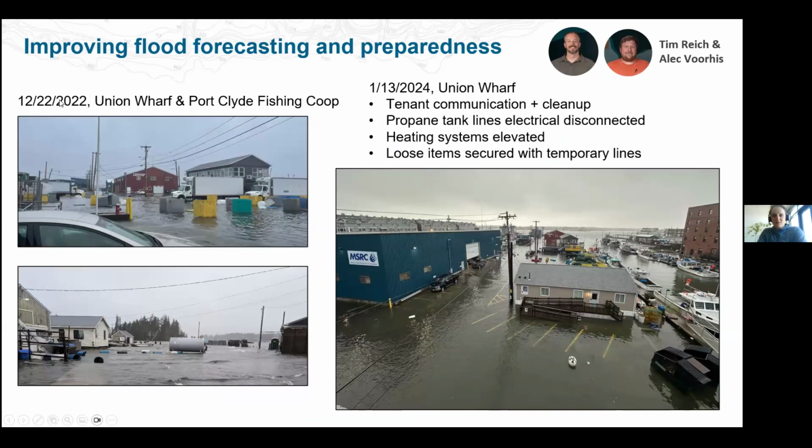And compared to this event in 2022, when this January 13th event, this was the flood event of record that happened just about a year later, we saw that Tim and Alec, the two people who manage this working waterfront, had a plan to communicate with their tenants and clean up loose things on the wharf. They disconnected propane tank lines and electrical, so no floating propane tanks or gas leaks or fire hazard. They had elevated some of their heating systems and were out there with temporary lines securing dumpsters and other items from floating into the harbor.